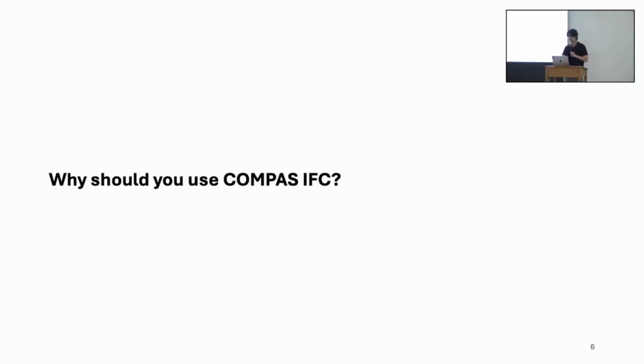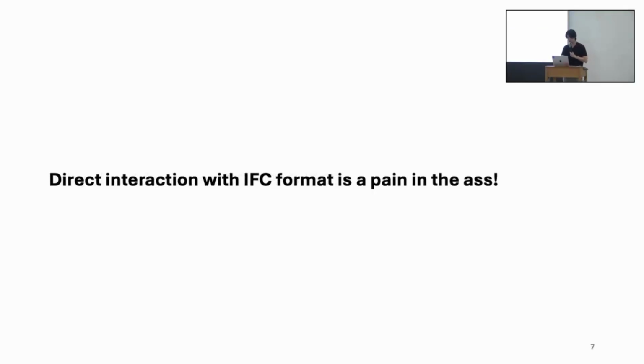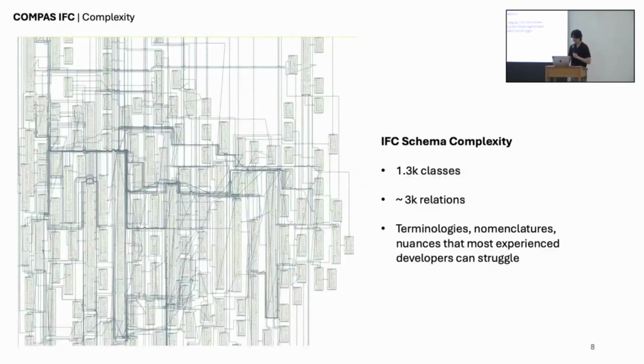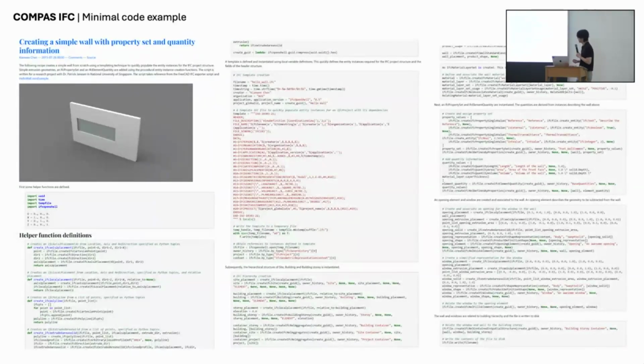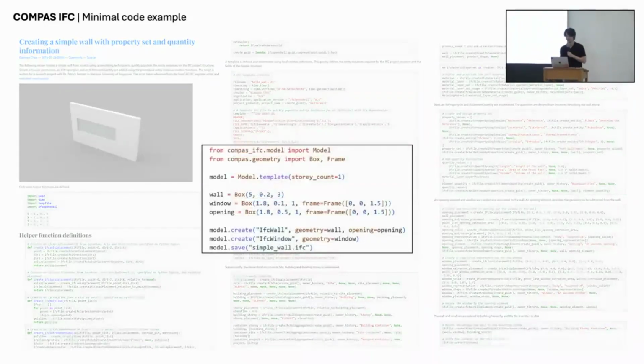Well, this is all great. Then why should you use COMPAS IFC for this? The thing is, direct interaction with the IFC format is a huge pain. It is an enormous data schema of over 1,000 different classes interlinked with almost 3,000 relations, with terminologies, nomenclatures, and nuances that even the most experienced developer can really struggle with. To give you a vivid example, to create the most basic legit IFC file like this, you need to write 500 lines of code using the pre-existing best tool called IfcOpenShell. While with COMPAS IFC, it would be just like this.